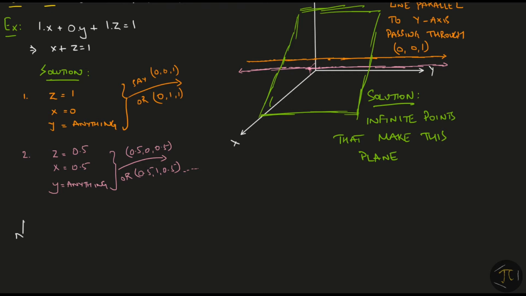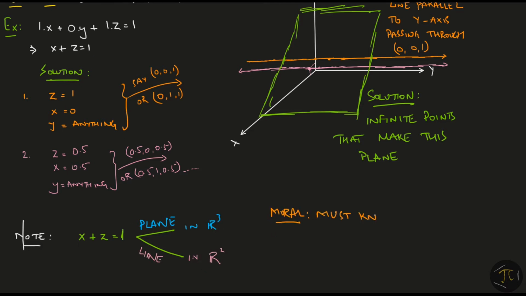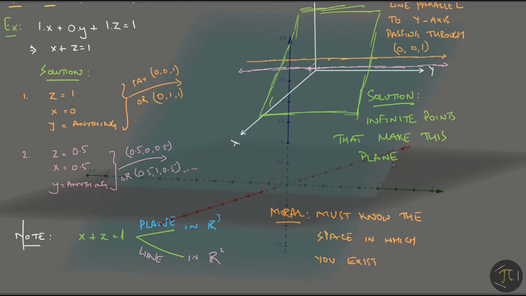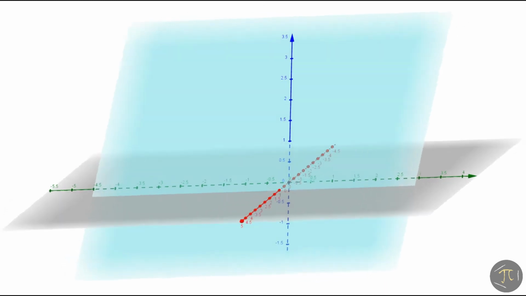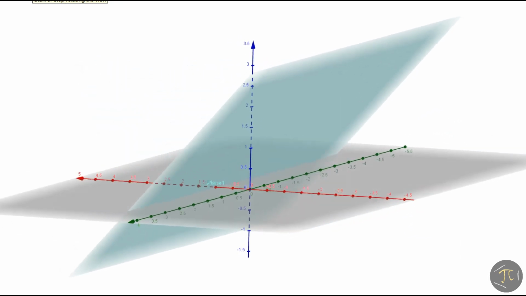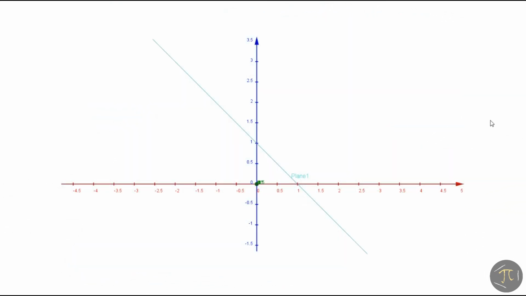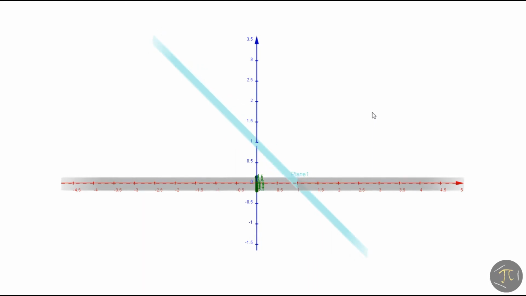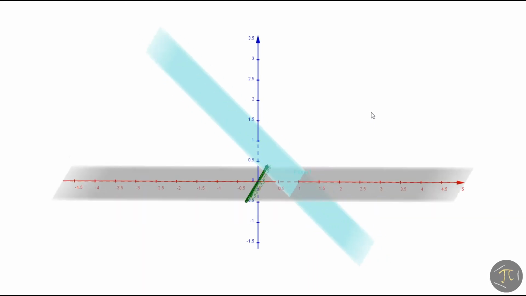An important thing to note here is that x plus z is equal to 1 represents a plane when in R3, but the same equation represents a line in R2. Moral of the story, you must always know the space in which you exist. Let me show you what this plane exactly looks like using a 3D software. The red one is the x-axis, green is the y-axis, and the blue one is the z-axis. Now if I were to look head on into the y-axis and project everything on the xz plane, I would see a line. As soon as we jump back to 3D, it's like we pulled this line apart in the y direction to get this plane.